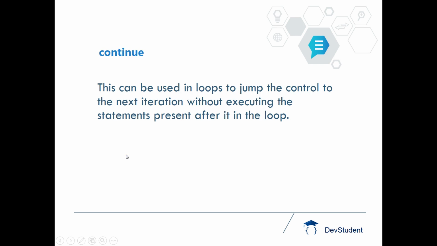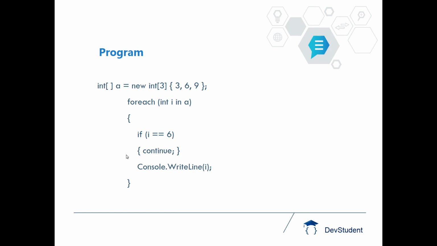Coming back to my slides, the next keyword is continue. Continue can be used in loops to jump the control to the next iteration without executing the present iteration. That means it's not going to go out of the loop, but it's going to skip the present looping functionality. For example, in the same program, instead of break, I am using continue here.